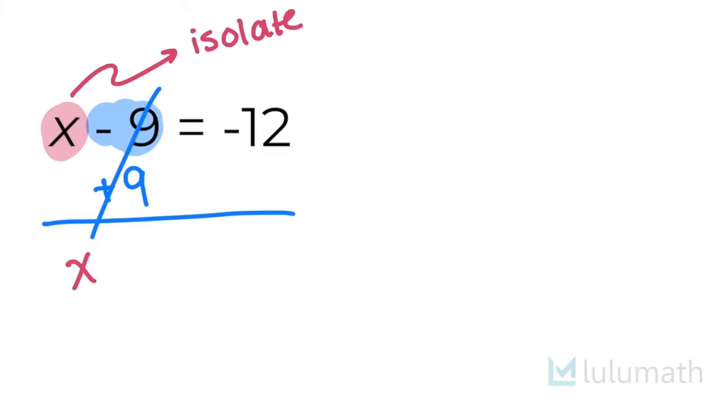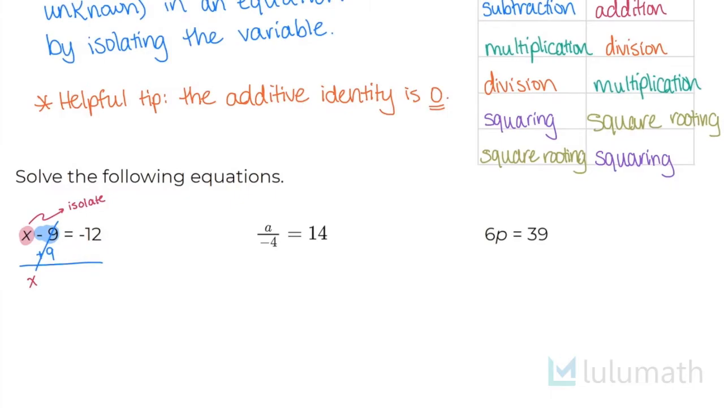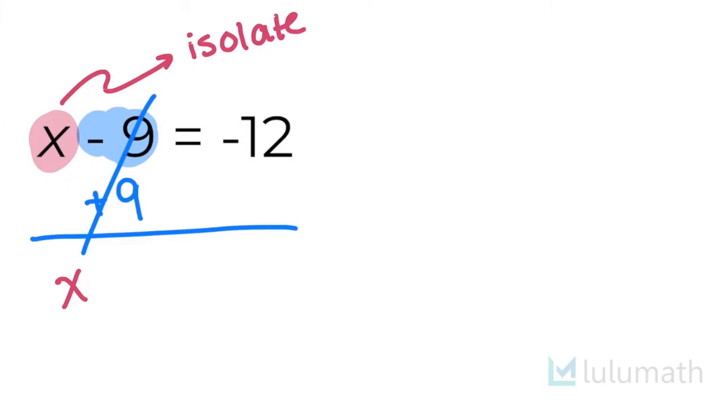So it comes down to the fact that the additive identity, what you can add to anything at all to keep that number the same, is 0. So a helpful tip is that the additive identity is 0. So looking back at this equation right here, an equation is a balance. So whatever I do to one side, to balance it out, I have to do the same thing on the other side.